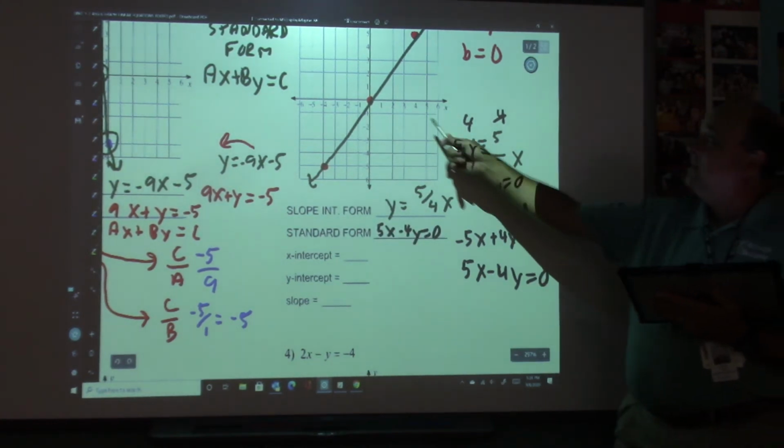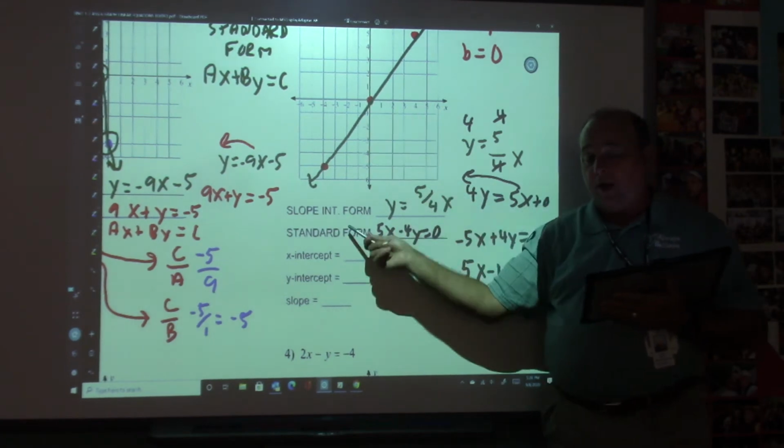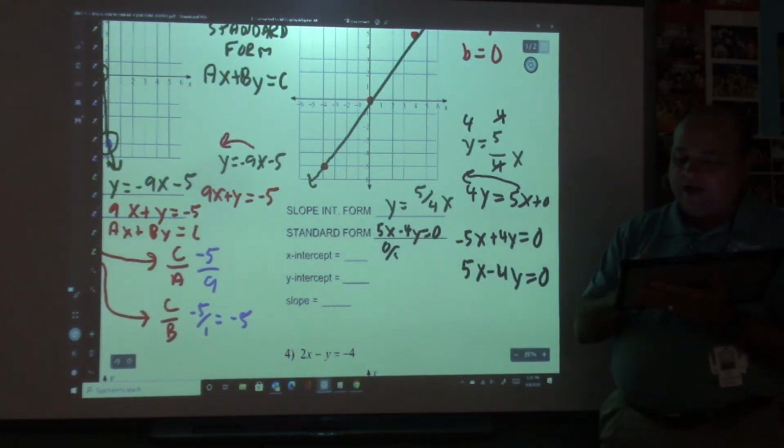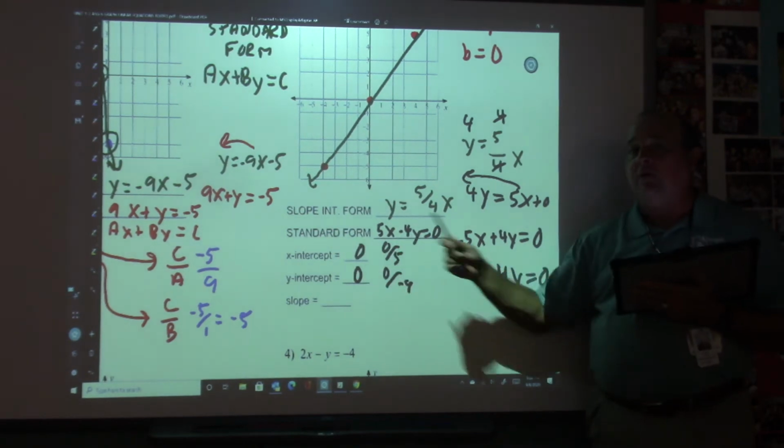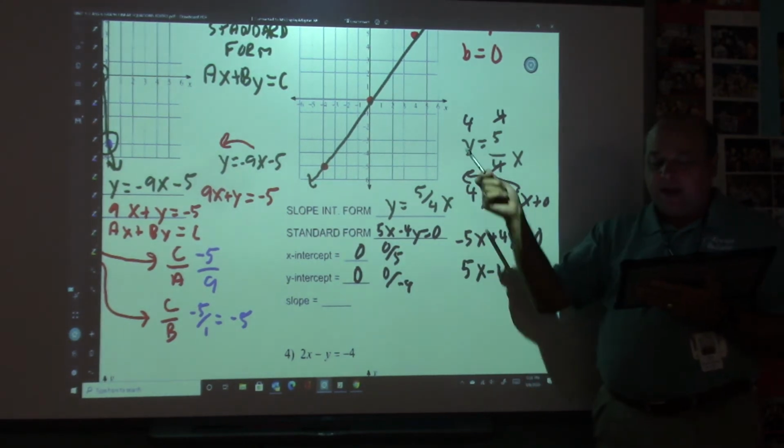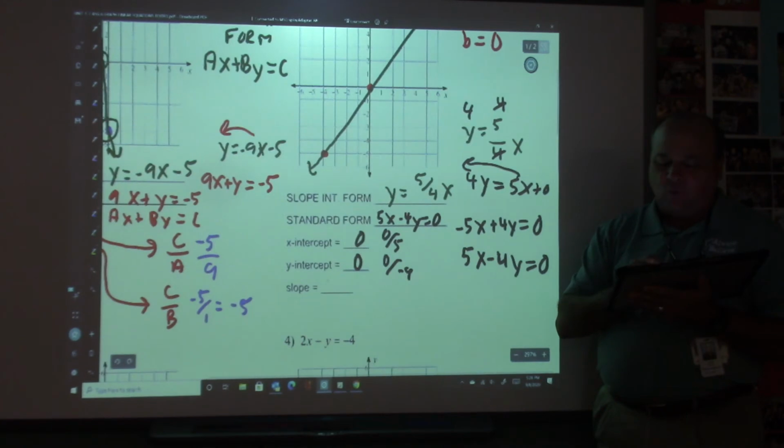Now then, the x and y intercept are 0 on it. But watch this. If I put 0 over 5, I get 0 on it. If I put 0 over negative 4, I'll get 0 on it. So this standard form right here will give you the x and y intercept. And our slope was what? 5 over 4, right?